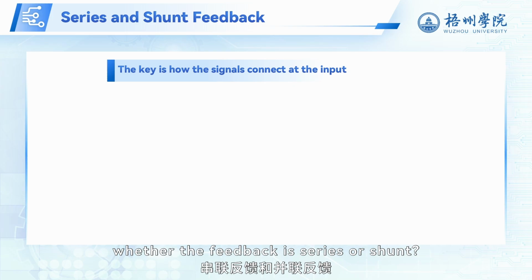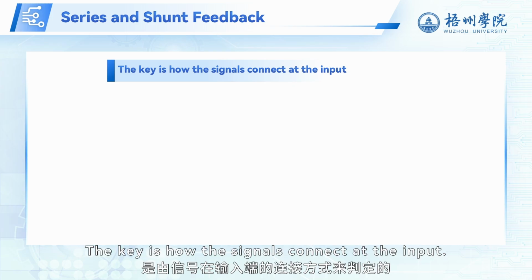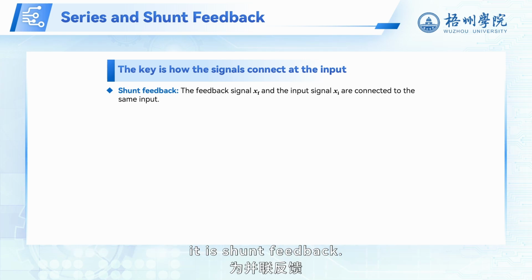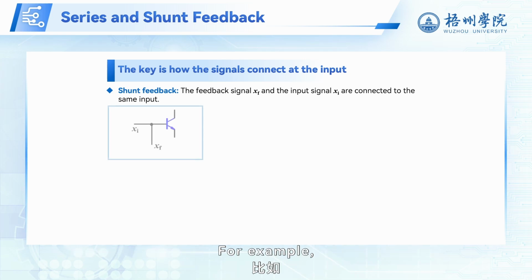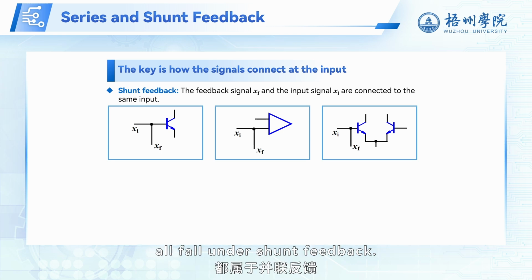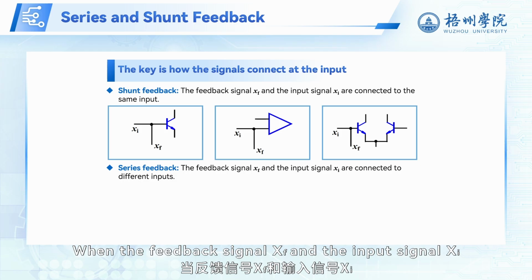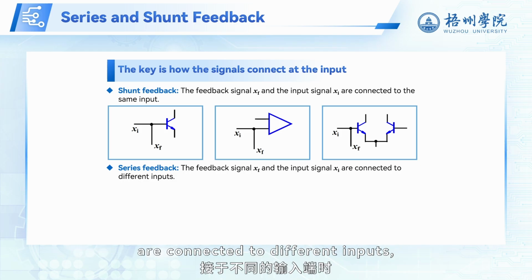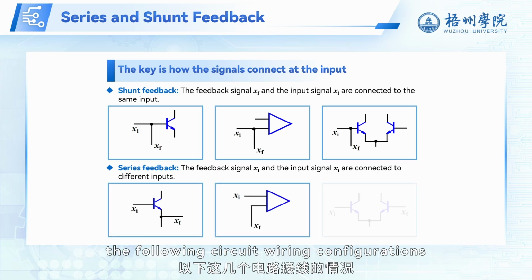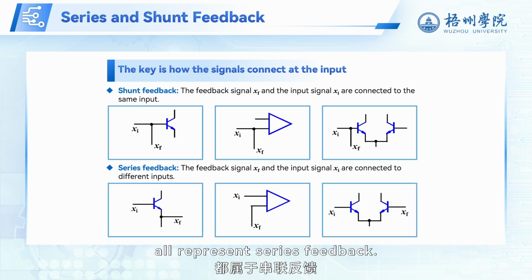So, how do we determine whether the feedback is series or shunt? The key is how the signals connect at the input. When the feedback signal XF and the input signal XI are connected to the same input, it is shunt feedback. For example, the following three common connection types in transistor and op-amp circuits all fall under shunt feedback. When the feedback signal XF and the input signal XI are connected to different inputs, it is series feedback. For example, the following circuit wiring configurations all represent series feedback.